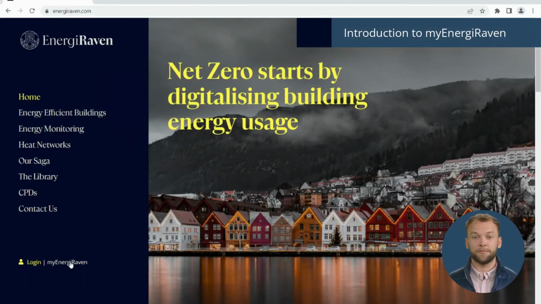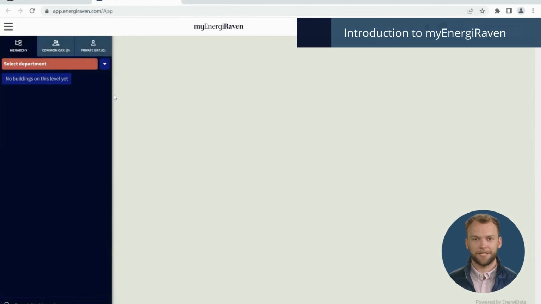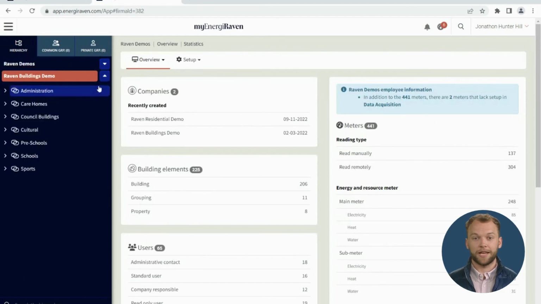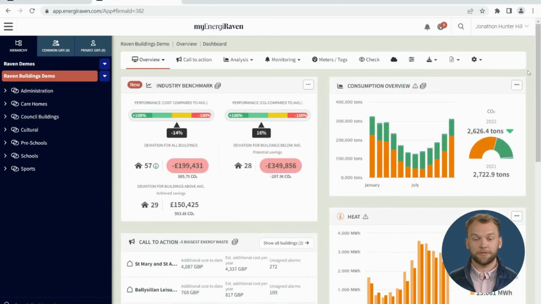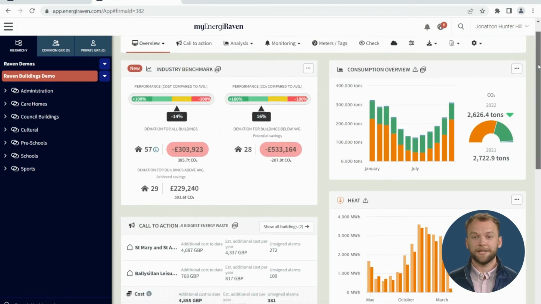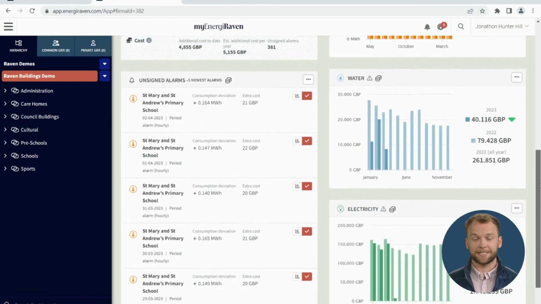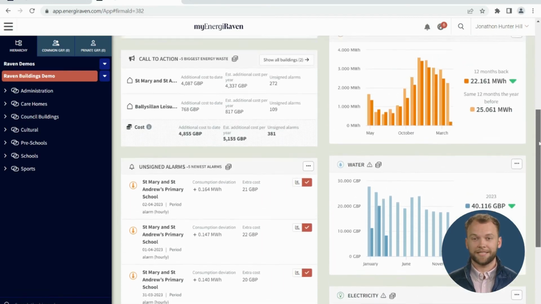myEnergiRaven is an energy monitoring, optimization and management platform for buildings. It is designed to help cut energy waste in commercial and multi-residential buildings. Data is delivered to the platform by automatic meter readings, or AMR, which comprise the building's utilities: electricity, gas, heat, and water.